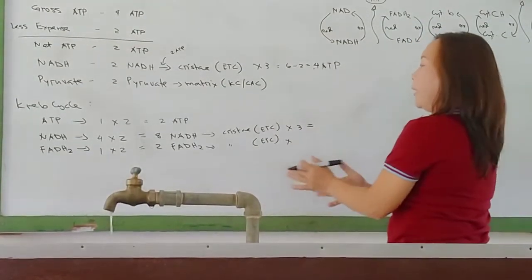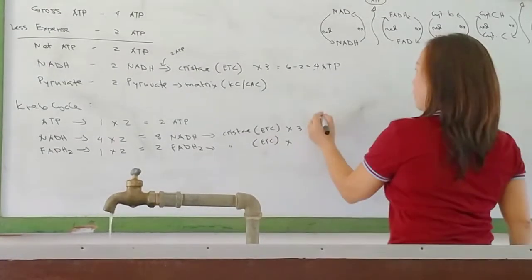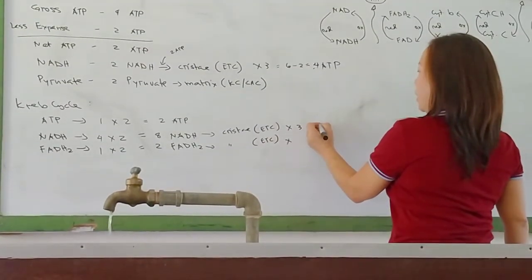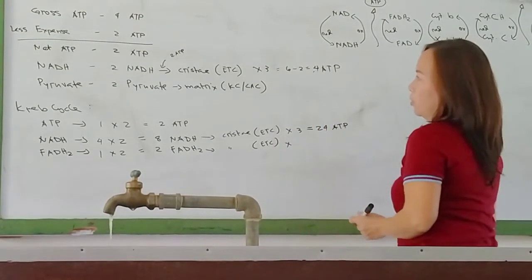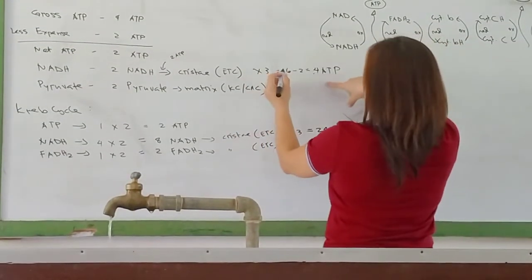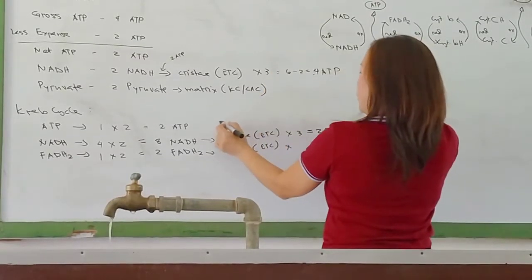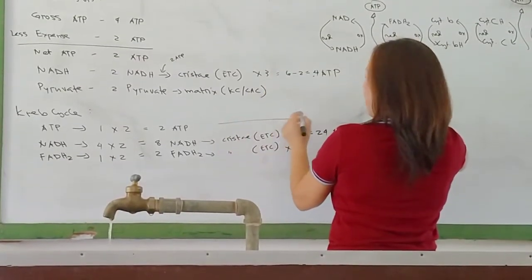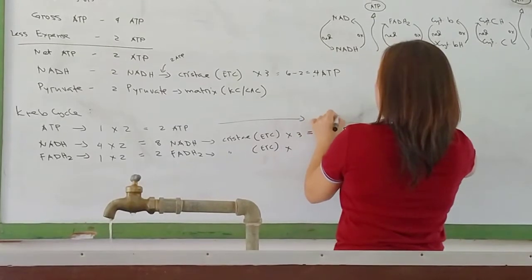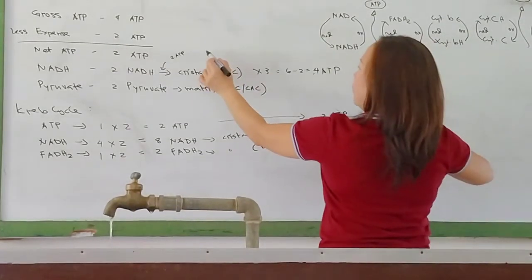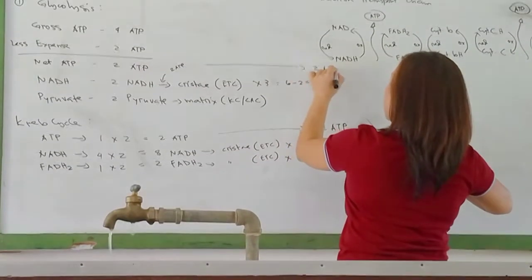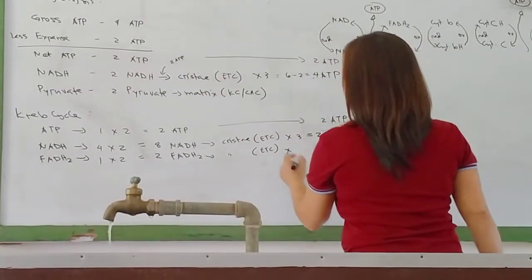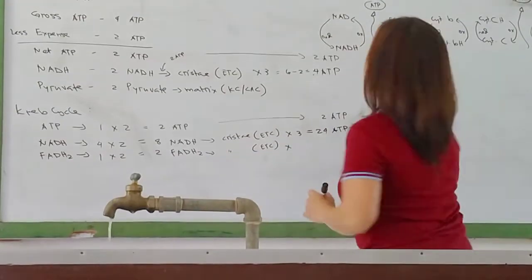So 8 times 3, pila? 24. 24 ATP molecules. Okay. So you have here 4 ATP, you have here 2 ATP, you have here 2 ATP. Okay. Now how about for the FADH2?